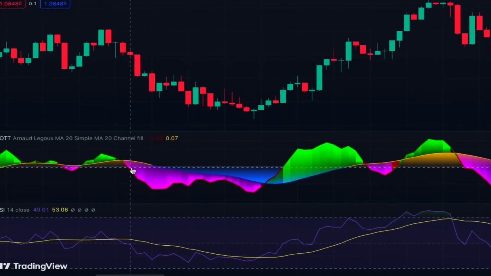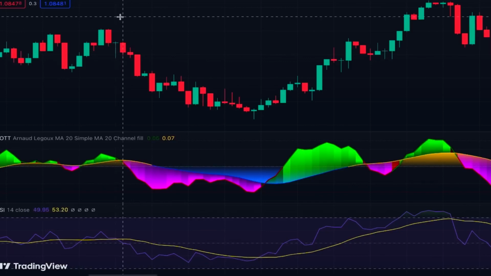For example, here when the SOTT line goes below the center line and it becomes pink, showing strong bearish pressure in the market, when we check RSI, we can see that the RSI line is below the center line, which shows we have greater downside momentum and probably we are in a downtrend, and RSI is not oversold or even near oversold, so we expect that the price will decline considerably more.